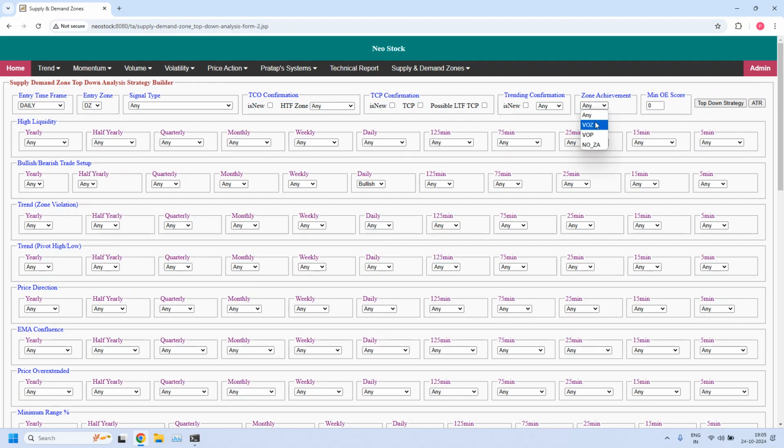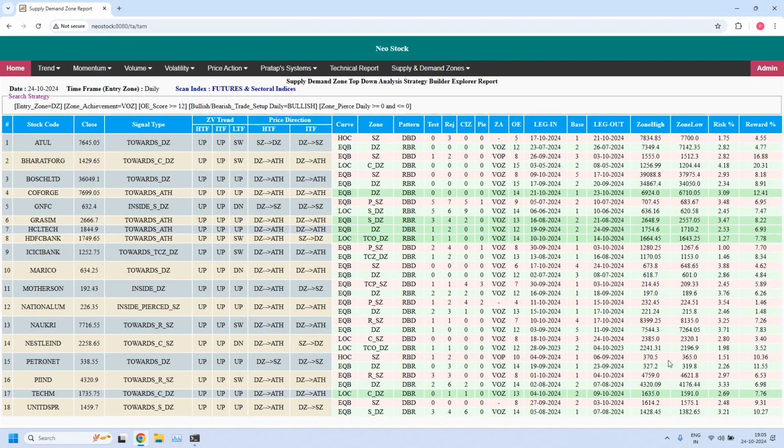And for zone achievement violated opposing zone, the minimum odd enhanced score is 12. All the three filters are applied to the daily demand zone. So let's verify. So we got 18 stocks. All these 18 stocks are currently supporting the bullish trade setup for the monthly income trade. That is entry time frame daily.